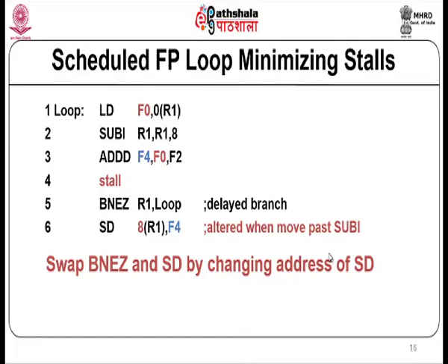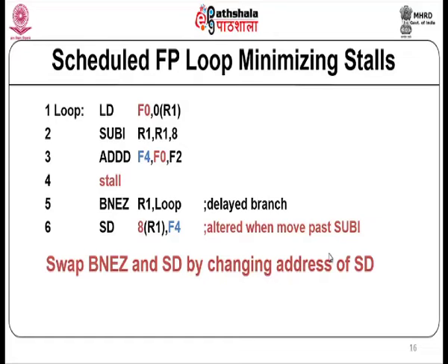So earlier we had 3 stalls or 4 stalls. Now we are only looking at 1 stall. This was done by swapping the branch instruction and the store and by changing the address of the store. Because the sub instruction already modifies the value of R1, when you execute the store instruction, it will do a wrong store. So in order to compensate for whatever the sub instruction has carried out, the store instruction does not store into 0(R1), it now stores into 8(R1) because the sub instruction has already reduced R1 by 8. So that compensation has been carried out.